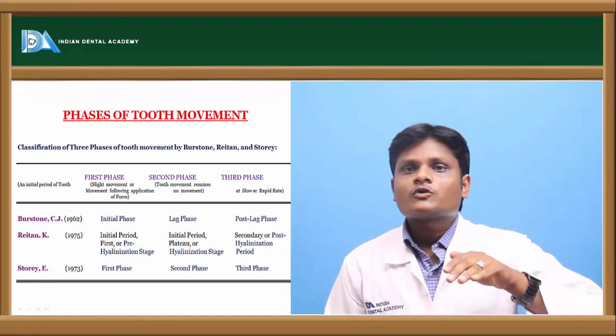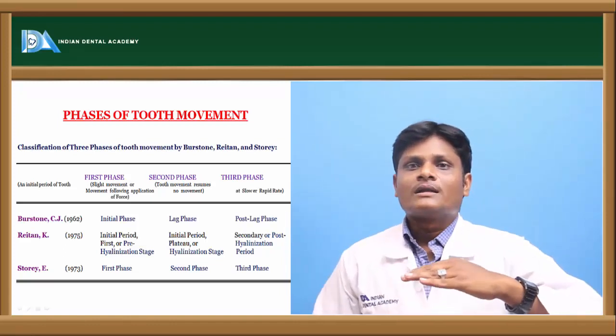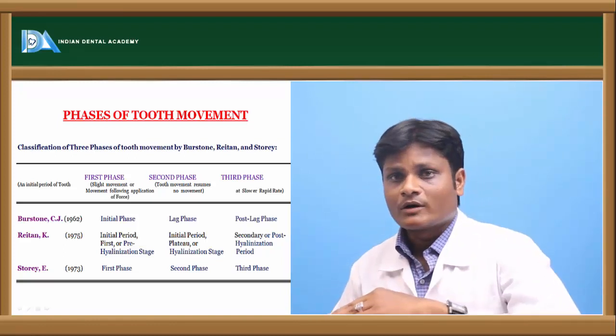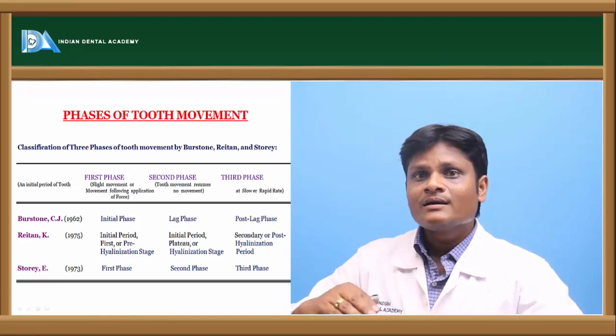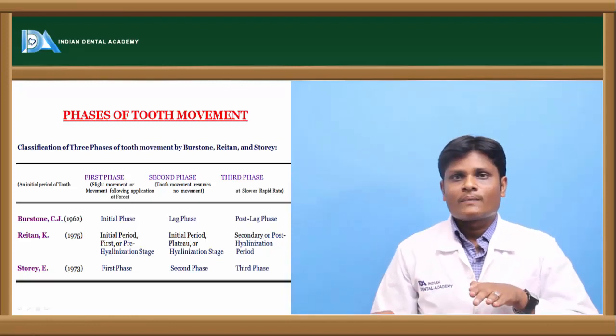That means the orthodontic tooth movement is not a smooth and continuous one. There are stages of rapid movement, stages of halted movement in order to remove the hyalinized tissue, and again stages of rapid movement. This is how orthodontic tooth movement occurs.